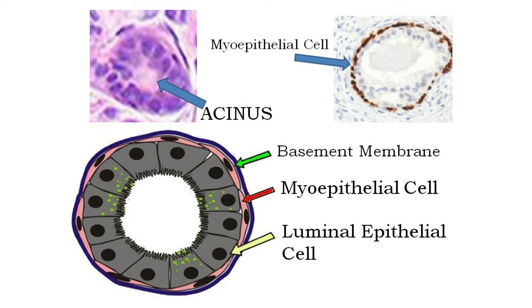Then a larger view of acinus. Towards the lumen, there are luminal epithelial cells marked with yellow arrow. Beneath this, there are myoepithelial cells marked with red arrow, and then basement membrane, which is marked with green arrow.